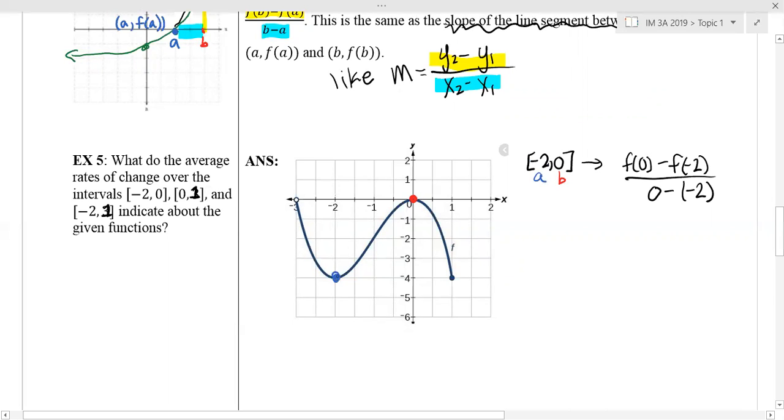So A is always going to be smaller than B. The number on the left, since it's an interval, is always smaller than the number on the right, because that's the foundation of intervals. So I've identified the points on the graph. What I'm using those points for is to find f of A and f of B. And so we know that those values are equal to the y-coordinates at those points. I'm going to simplify the denominator. So 0 minus -2 is going to be 0 plus 2.